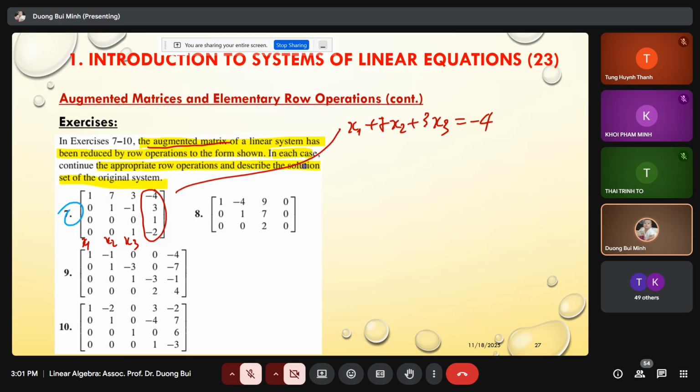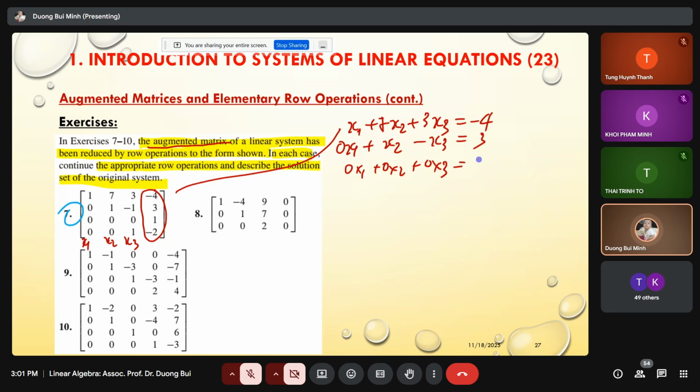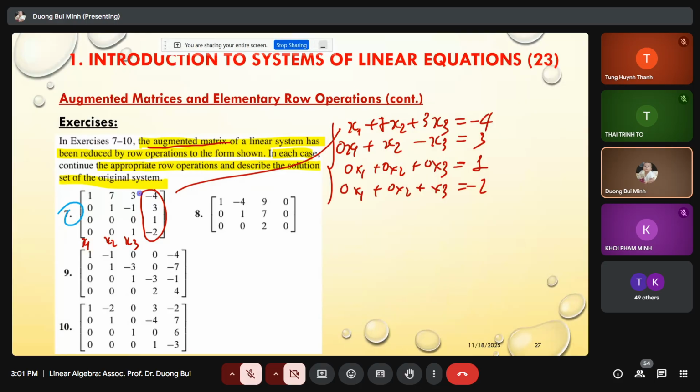The first row. The second row, you get what? 0x1 plus x2 minus x3 is 3. Now, 0x1 plus 0x2 plus 0x3 is 1. And then 0x1 plus 0x2 plus x3 is minus 2, right? So according to the augmented matrix, I can express the linear system like this.